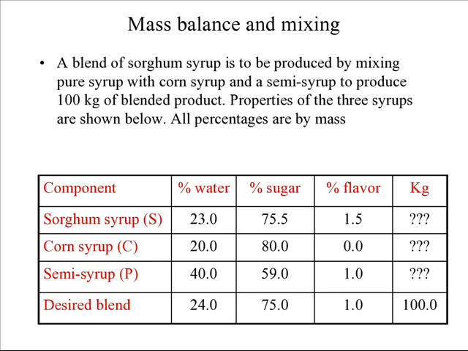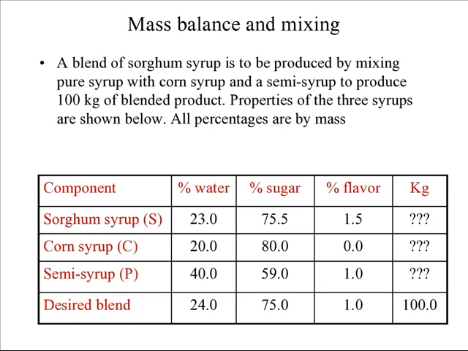In the table below it, you see the different components of the syrups. There are three different kinds of syrups: sorghum syrup, corn syrup, and semi-syrup. And the three components that we're concerned with are water, sugar, and flavor. We want to come up with 100 kilograms of the desired blend for which we're given the particular components, and what we're trying to find, which is in the right hand column, is the kilograms of each of the different syrups that we're going to add to be able to get the desired blend with the types of components that are listed at the bottom.